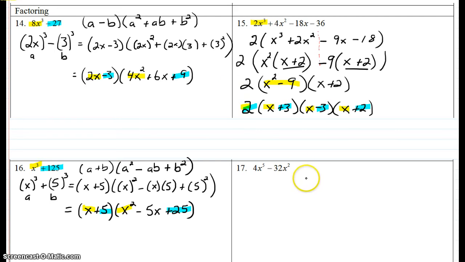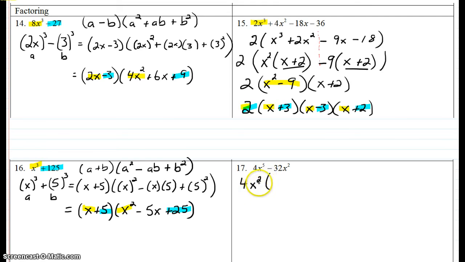Alright, so now on to 17. Start with your GCF. What do 4 and 32 have in common? So you can take out a 4. And now look at the x's. So they both have an x. So you can take out the lowest degree. So let's take out the x squared.